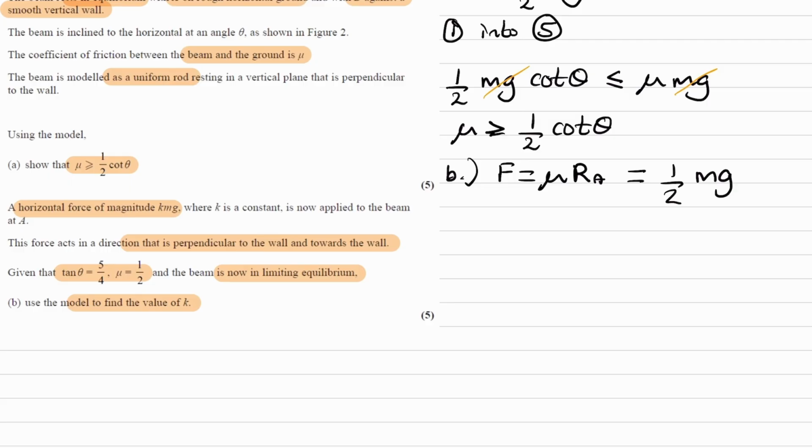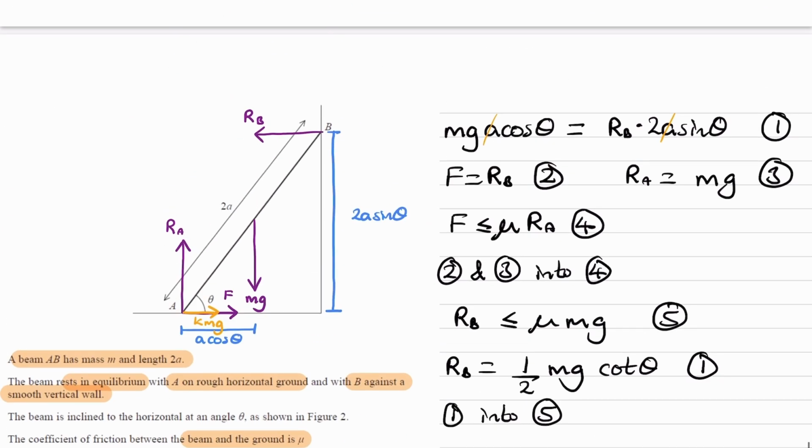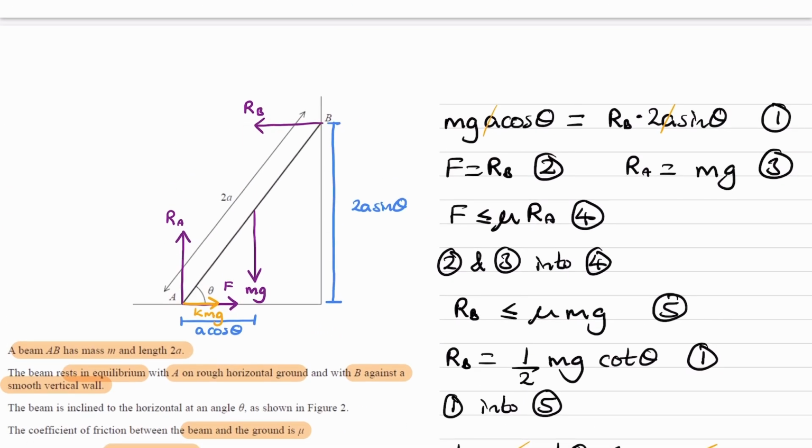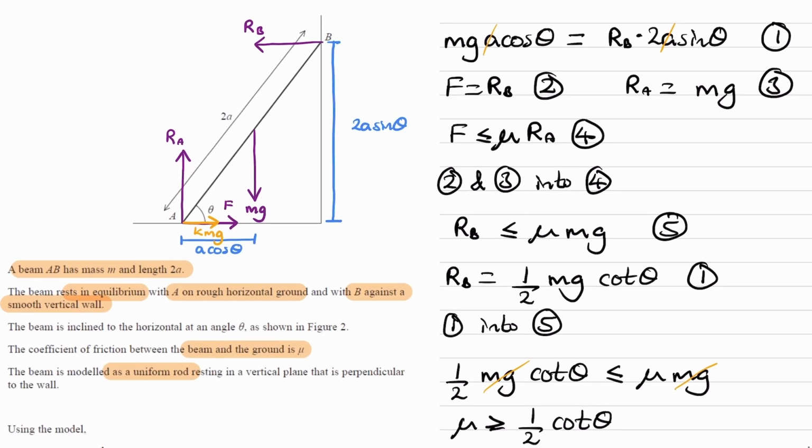Now let's think about the reaction force from the wall, so Rb. If we consider the equations that we derived in part A, this one no longer applies. The frictional force is no longer equal to Rb, because we now have some additional horizontal force of kmg that needs to be included in our equation here, and we also don't know which way the frictional force acts, so we can't use that equation.